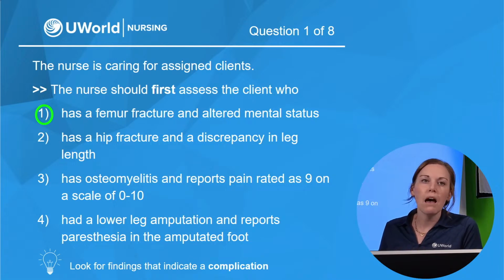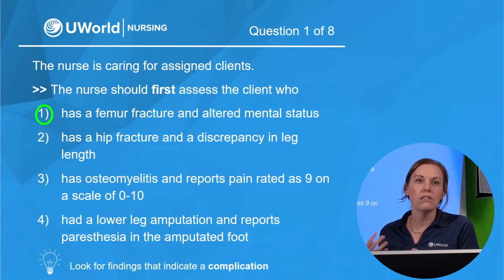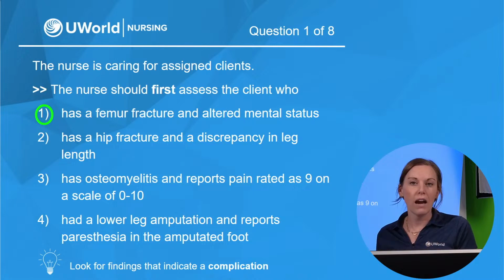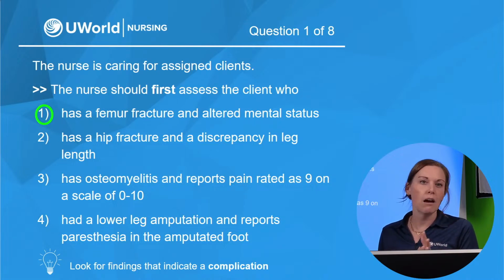Option 3, same idea, osteomyelitis and pain. If we're having infection in our bone, we're going to expect to have pain. That's not indicating a complication. We're going to expect that. And then option 4, lower leg amputation and paresthesia.